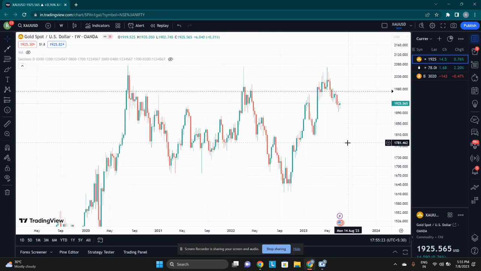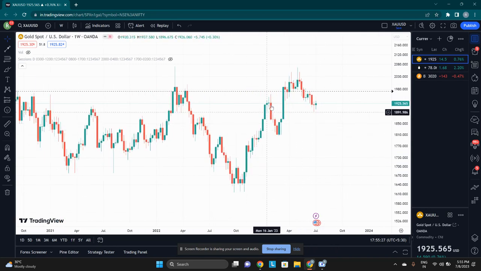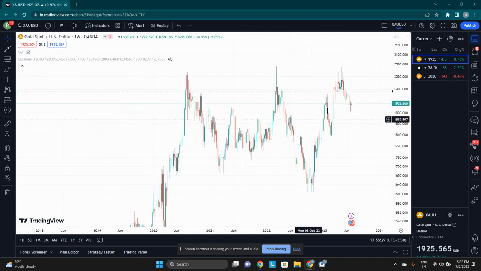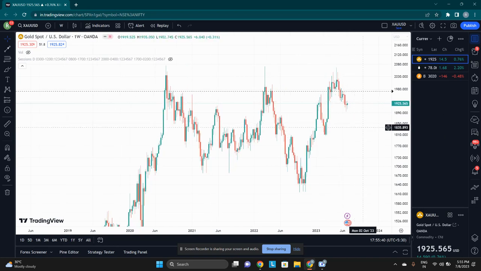Nothing is confirmed yet, but still it looks bullish to me. It does not look bearish to me at all, because it has not even formed a higher low yet. The previous swing low was around 1806, and this swing low is not broken. So still I believe in the bullish story in gold.